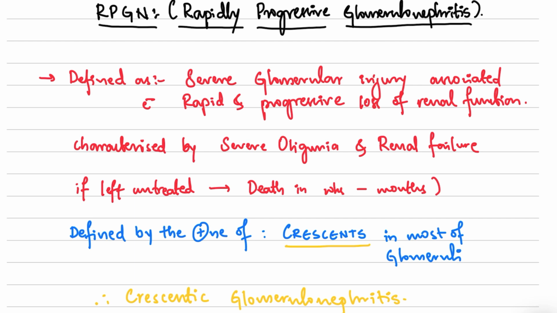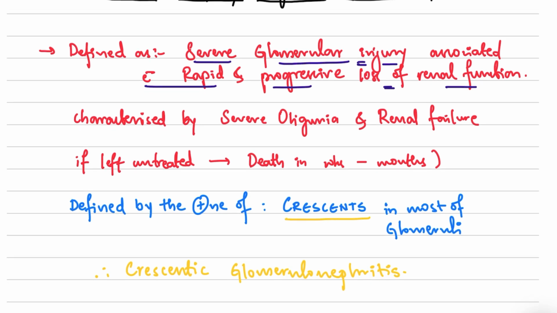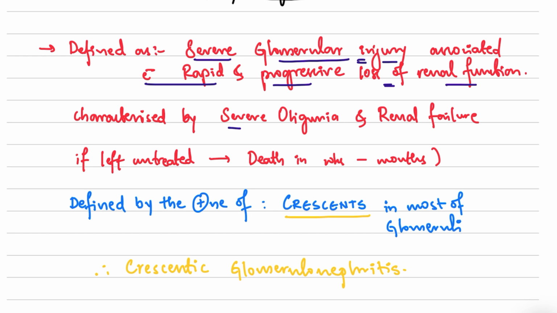This is defined as severe glomerular injury, which is associated with the rapid and progressive loss of renal function. So rapidly progressive glomerulonephritis is defined as severe glomerular injury associated with rapid and progressive loss of renal function. The characteristic feature of RPGN is severe oliguria as well as renal failure.